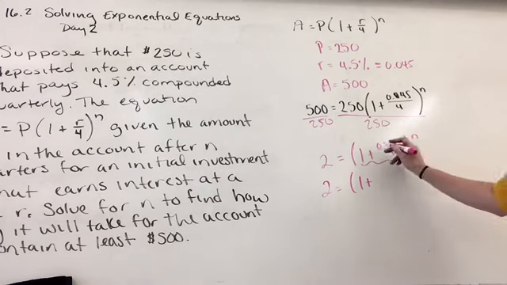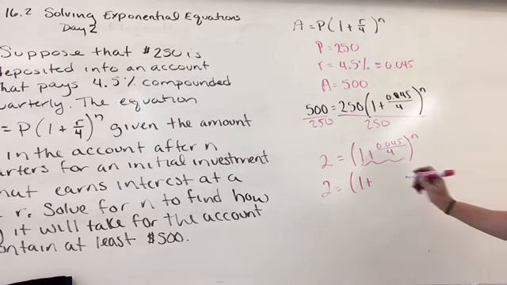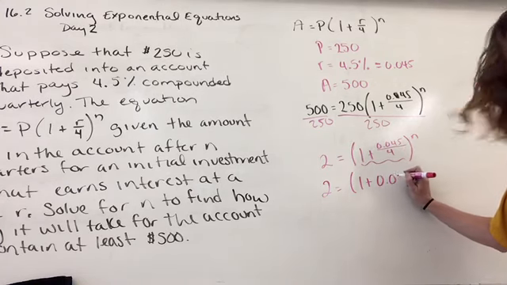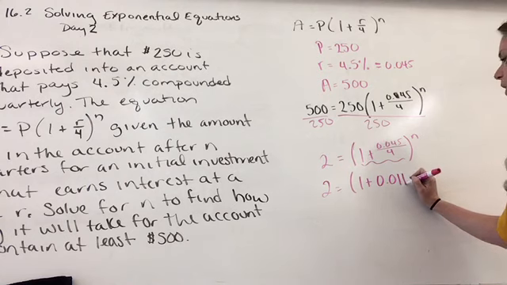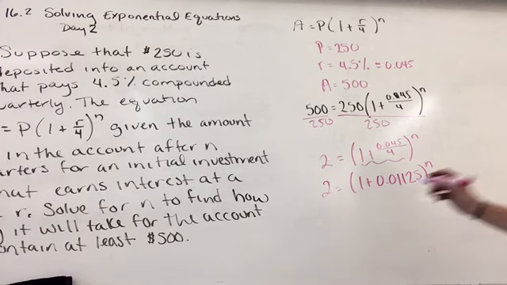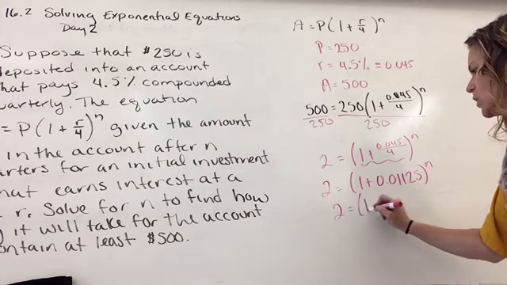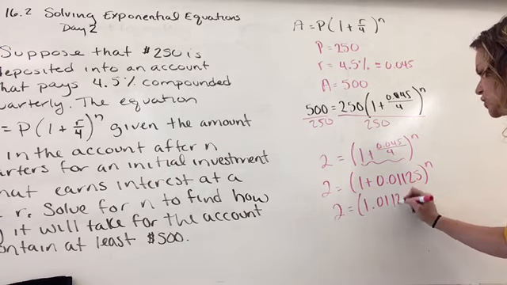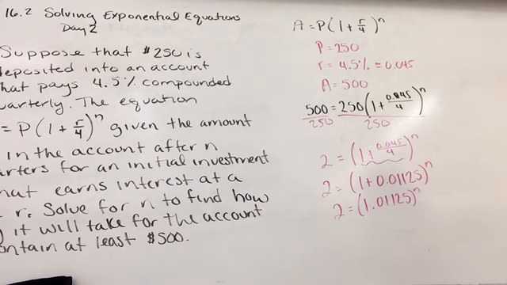Now, this up here divided by 4 is 0.01125, to the nth, and then I add it. So I have 2 equals 1.01125 to the nth power.